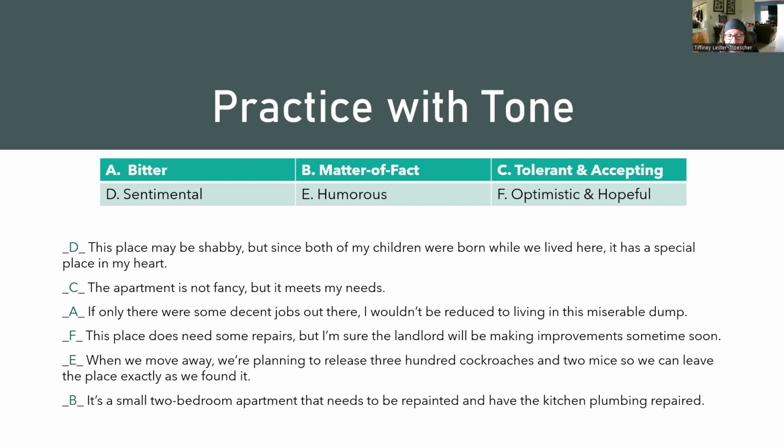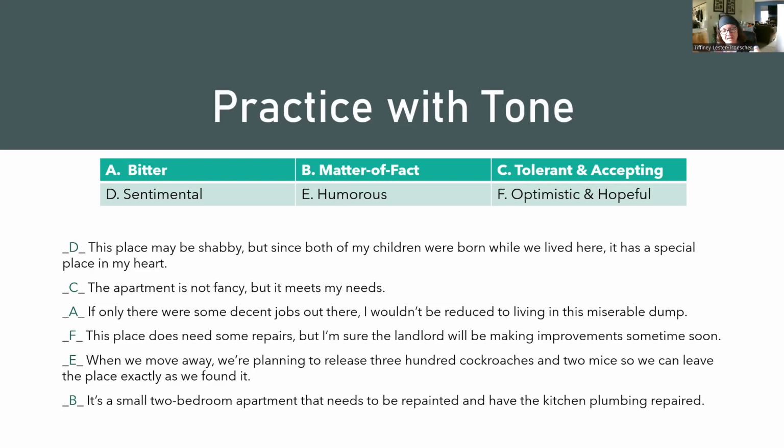When we move away, we're planning to release 300 cockroaches and 2 mice so we can leave the place exactly as we found it. Obviously, that's the attempt at humorous, right? And then it's a small 2-bedroom apartment that needs to be repainted and have the kitchen plumbing repaired. Well, that's facts, right? Matter of fact. But you can see how each of those statements, and they're all saying kind of the same thing, but with different tones.